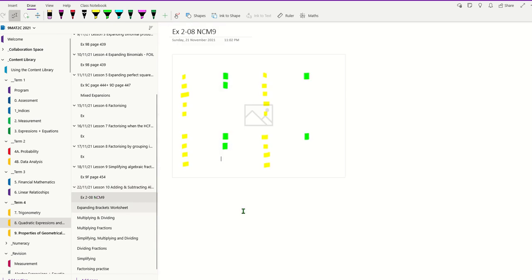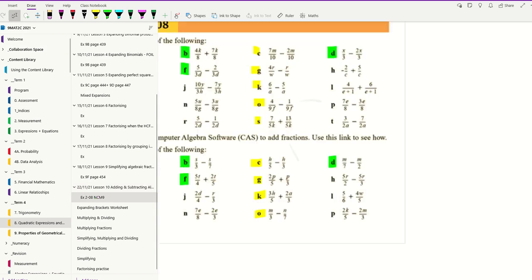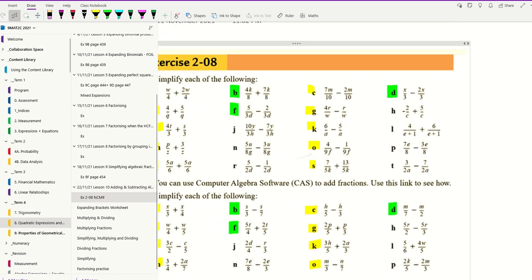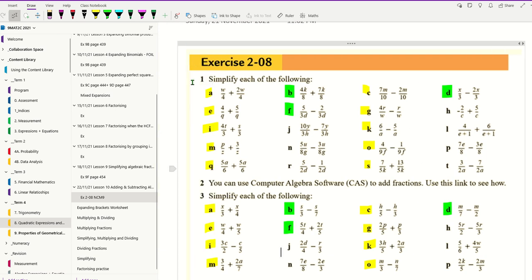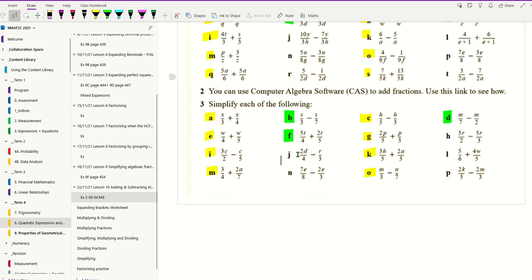So now it's your turn. Just do the first chunk, the questions in question 1 where all our denominators are the same, and then once you've done that, have a go at question 3 where our denominators are different.